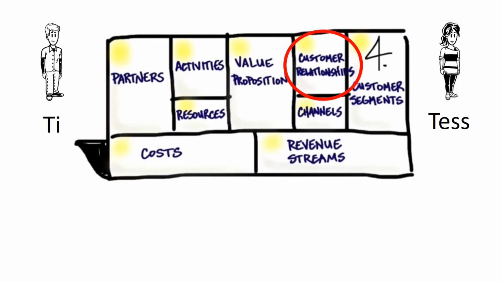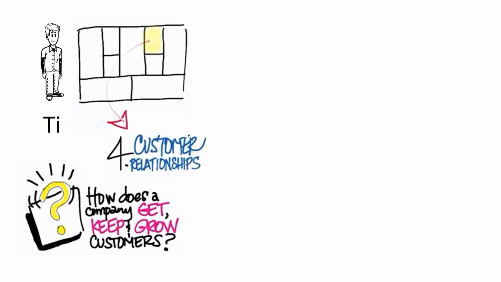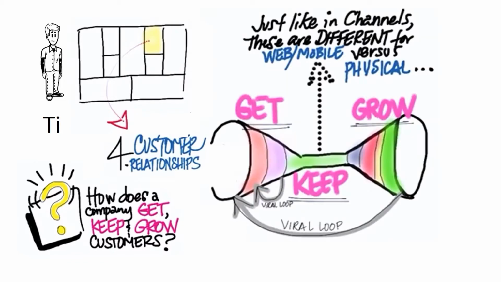Tell me, T, what is the basic function of the customer relationship segment? It basically says, how do I get customers, how do I keep them, and how do I grow them? And just like thinking about distribution channels, these are very different for web mobile than they are for physical channels. But visually, they kind of look like this double-sided funnel.